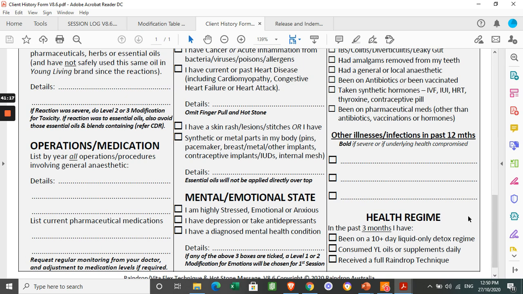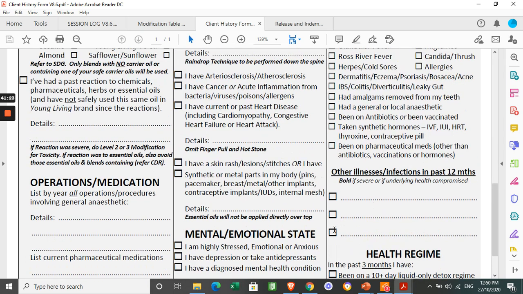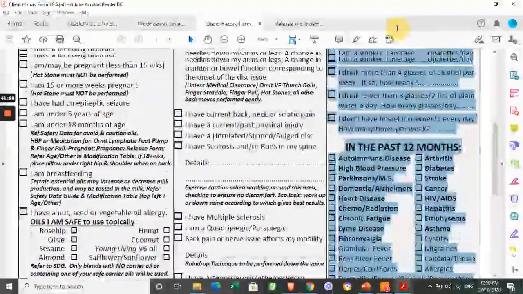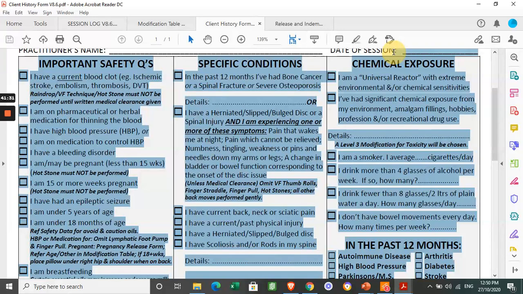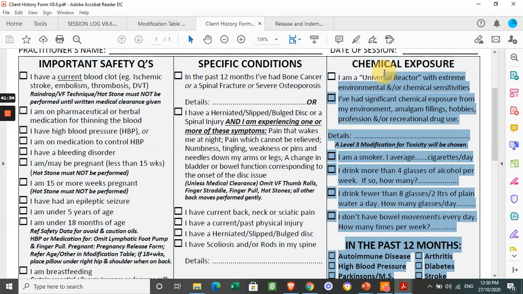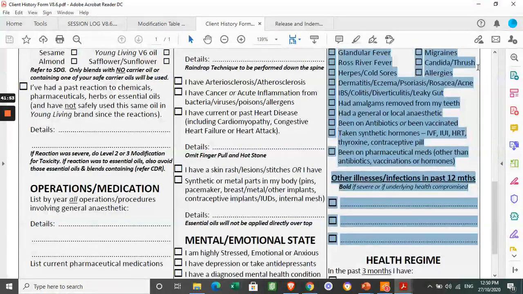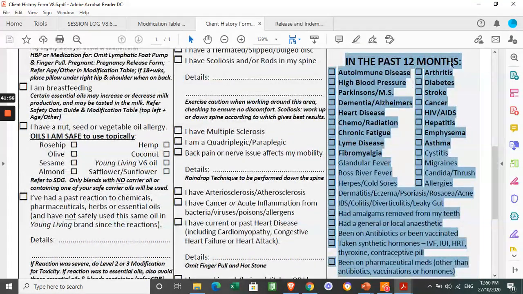All right, so pausing now at health regime, what we're factoring in is on the right-hand side from this bottom point here all the way up to here. If anything is highlighted and ticked here, except for chemical, we're going straight to level 3 because they're a universal reactor or they've had really significant chemical exposure. But generally speaking, if 3 or more are ticked in this highlighted section, you're going to modify.